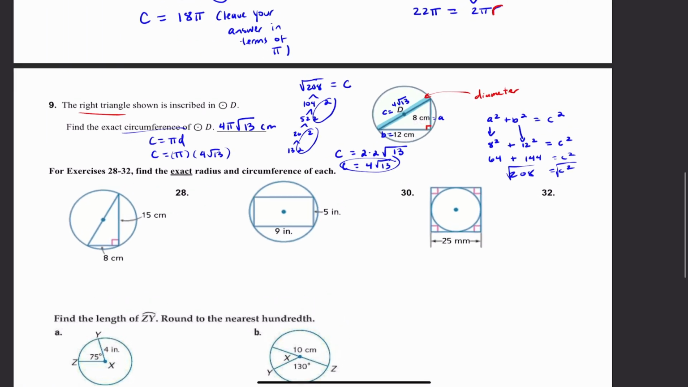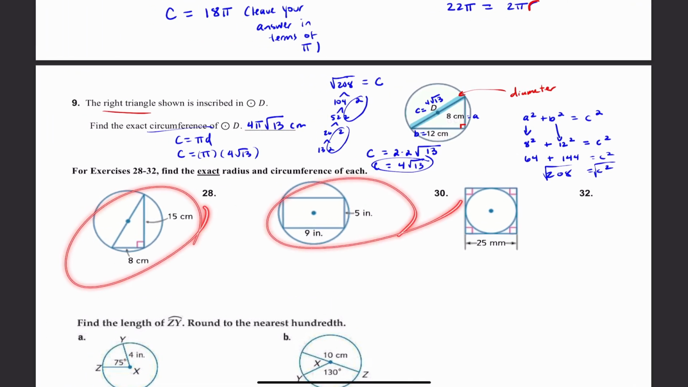Whoa, what the heck? What's going on with the numbering? This is 28, this is 30, and this is 32.